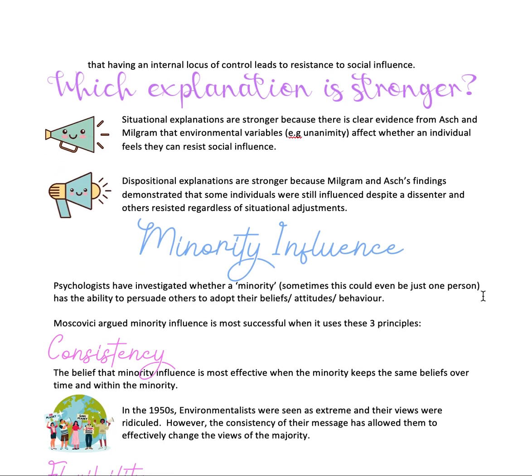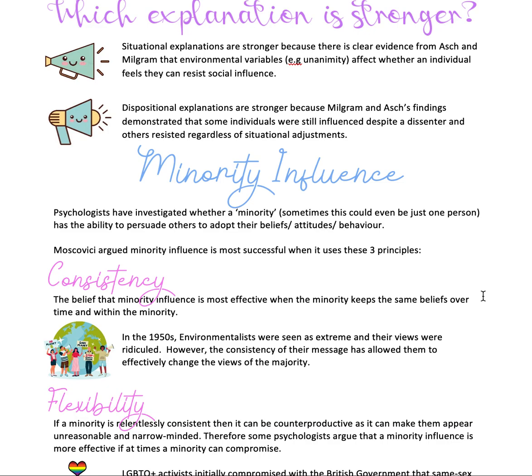Which one is stronger? So situational or dispositional again. So situational, clear evidence from the AQA study that environmental variables such as unanimity affect whether they can resist. So this one's like the social support explanation, stronger because there's supporting evidence coming from studies. Dispositional is stronger because even in situations where there was a dissenter, some people still obeyed or still conformed. So therefore, it can't be the only reason. The situation can't be the be all and end all factor. There must be other influences.